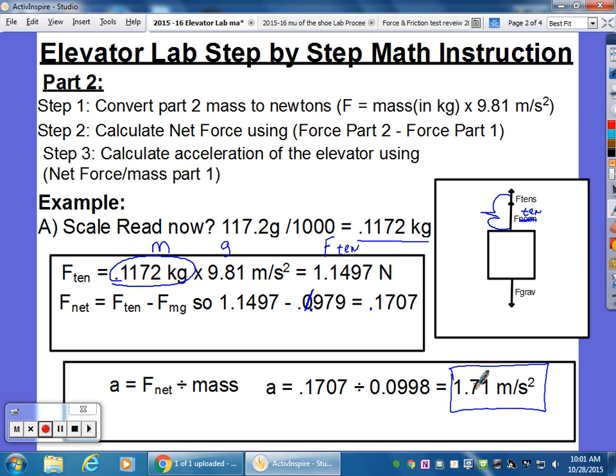And then on your own you should be able to answer the questions in the conclusion without any problem. If you have problems with the questions, come and see me. But that is basically the lab.